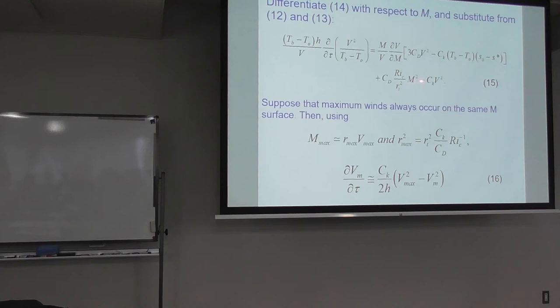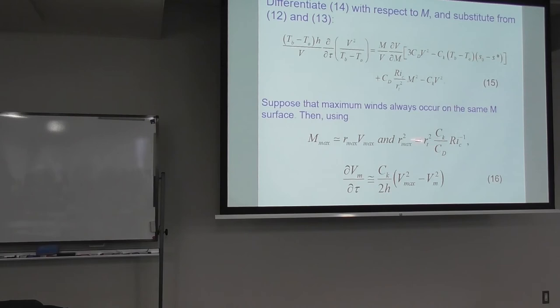But supposing that at least for a while, the velocity always reaches its maximum value on the same angular momentum surface. That turns out to be true, by and large, in the numerical simulation. So if it's true at time t equals zero, this term will always be zero on that particular angular momentum surface. And then this becomes an equation for the maximum wind speed on that surface. Now we're going to suppose that there, M is just equal to rV. And then remember yesterday, from the outflow condition, we derived that r max squared is equal to this.